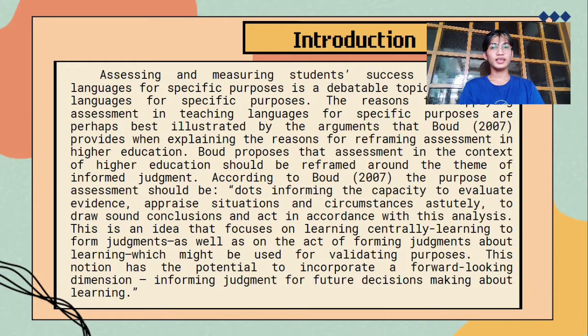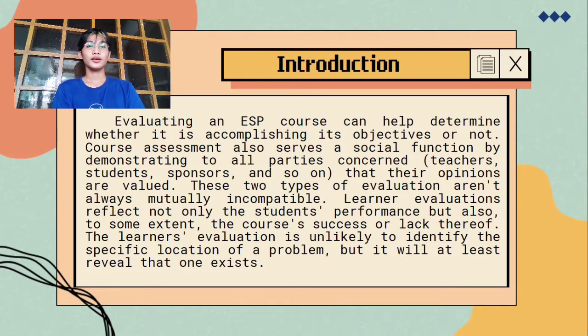This is an idea that focuses on learning, centrally learning to form judgments as well as on the act of forming judgments about learning which might be used for validating purposes. This notion has the potential to incorporate a forward-looking dimension, informing judgment for future decision-making about learning.